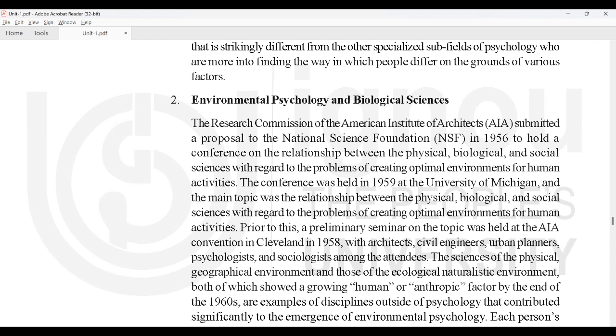Prior to this, a preliminary seminar on the topic was held at the AIA convention in Cleveland in 1958, with architects, civil engineers, urban planners, psychologists, and sociologists among the attendees. The sciences of the physical, geographical environment and those of the ecological naturalistic environment, both of which showed a growing human or anthropic factor by the end of the 1960s, are examples of disciplines outside of psychology that contributed significantly to the emergence of environmental psychology.